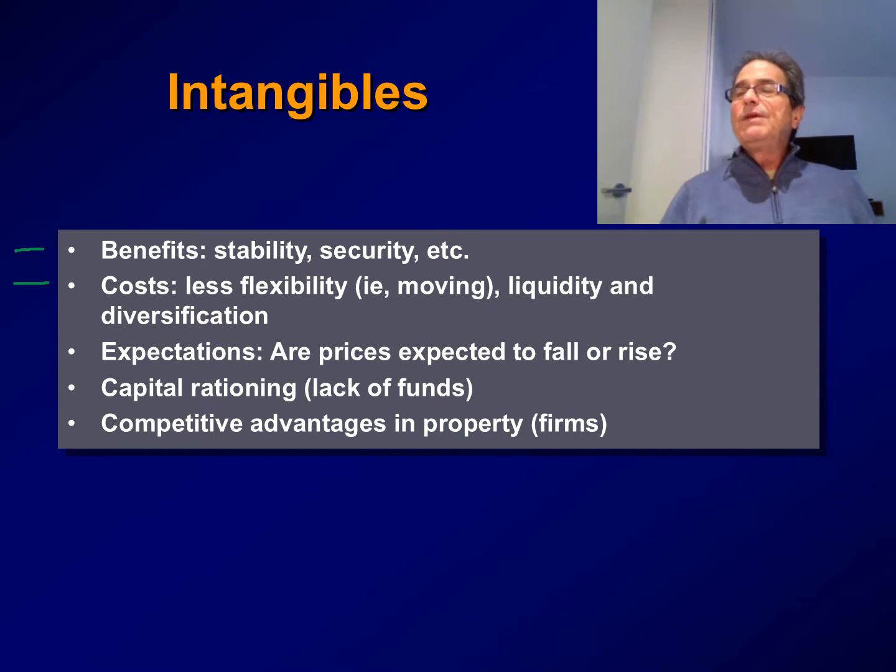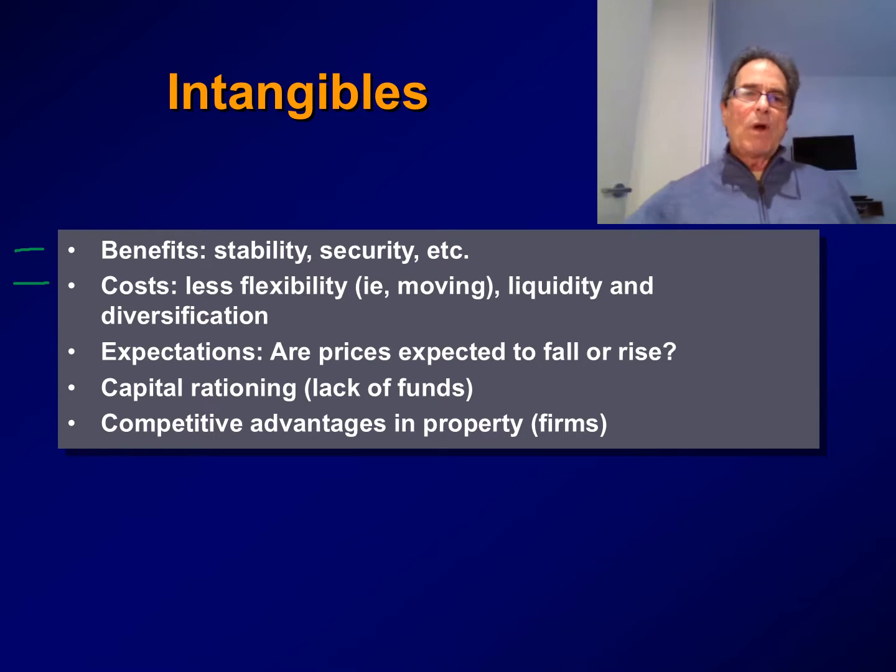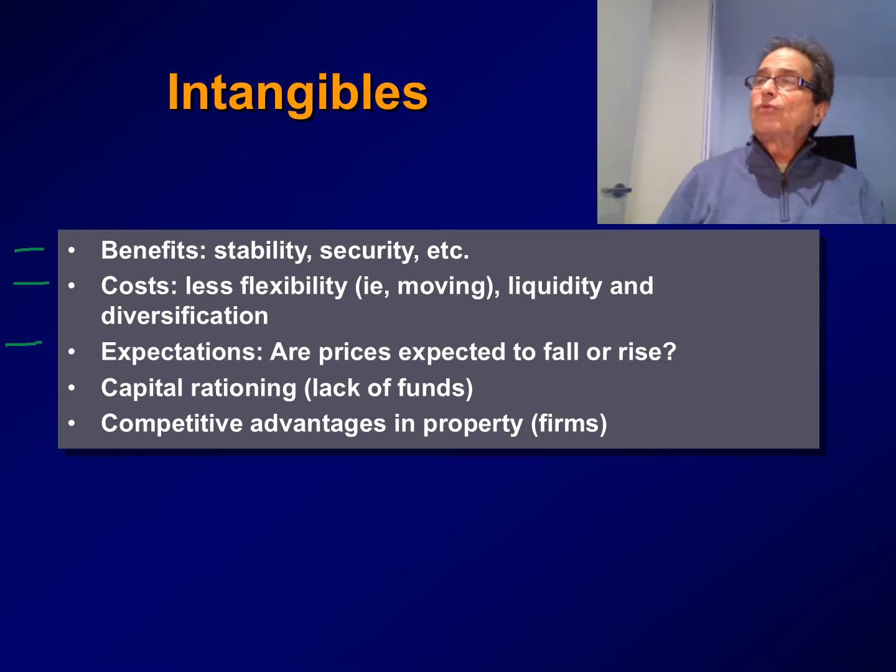Also, we have less liquidity because we have most of our money or a big part of our money invested in the property. And we have a low diversification because we have a sizable amount of our resources invested in one asset. The other issue are expectations. Are prices expected to fall or rise? If we expect prices to rise, of course, it will be better to buy, and vice versa.